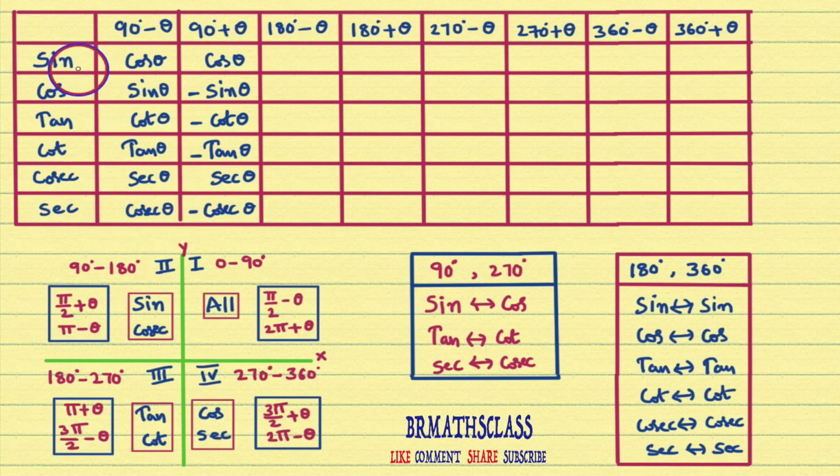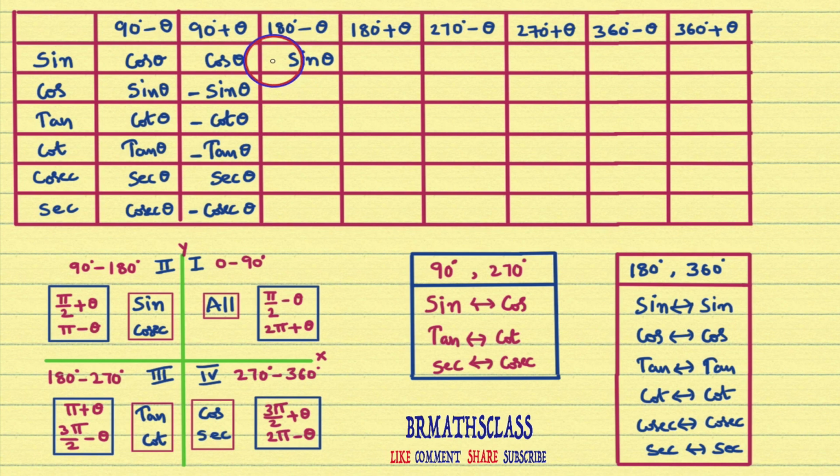Now we will see what is sine(180 degrees - theta). You see here 180 degrees is there. Whenever you see 180 degrees or 360 degrees in allied angles, the function remains the same. You remember that the function remains the same. 180 degrees is there, so sine remains sine only. Sine(180 degrees - theta) is sine theta.